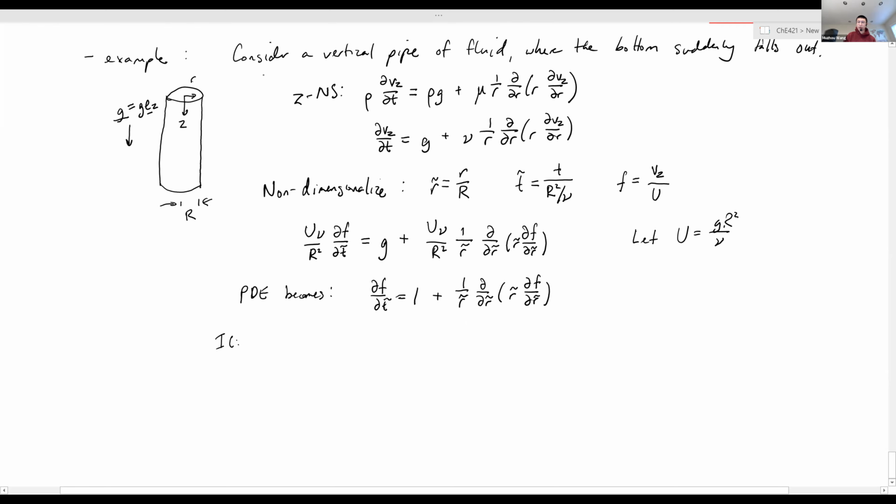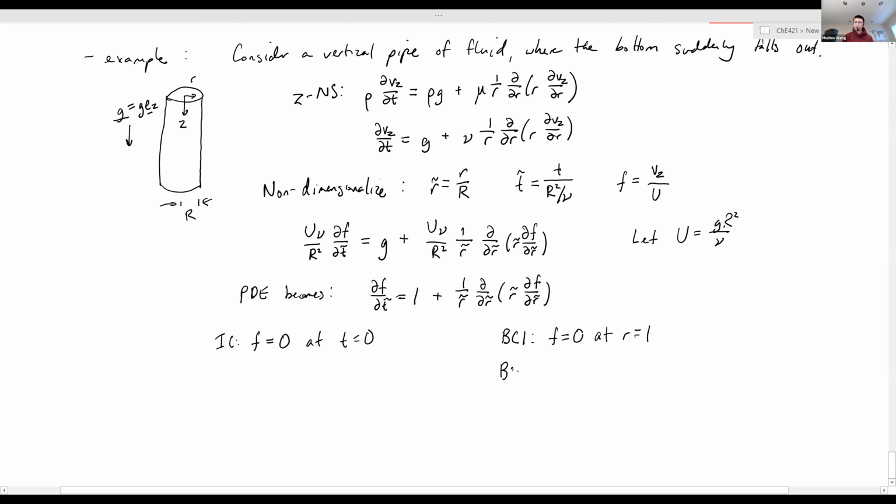We have a vertical pipe of fluid that's just sitting statically. So the initial condition might be that f is equal to 0 at time t equals 0. Okay. And then we have two boundary conditions. These are the same boundary conditions that you would get under normal pipe flow, which we already covered a couple weeks ago, right? You have a no-slip boundary condition at the surface or at the wall. So f is equal to 0 at r equals 1.